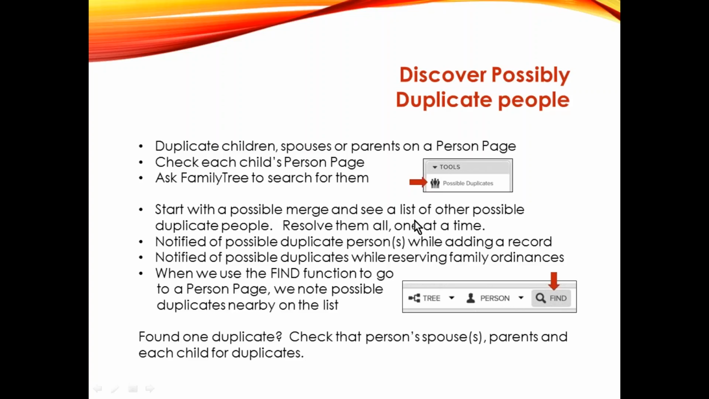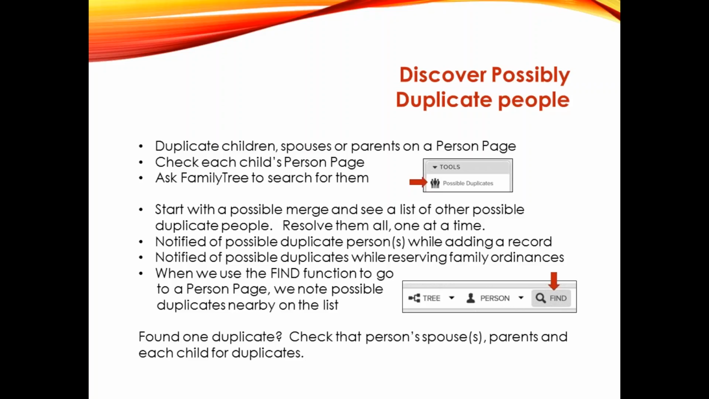We can start with a possible merge and see a list of other possible duplicate people that FamilySearch, or what I should be calling Family Tree, has also discovered for us. In other words, it will show us a list of possible duplicates, not just the one that we were expecting to see. In that case, we simply review them all one at a time, merging each one individually or choosing not to merge them as the case may be until we have completed the list. Until we have resolved all of these duplicate people, FamilySearch will not permit us to reserve family ordinances for the obvious reason that the ordinances may have been completed already and there's no point in repeating them.